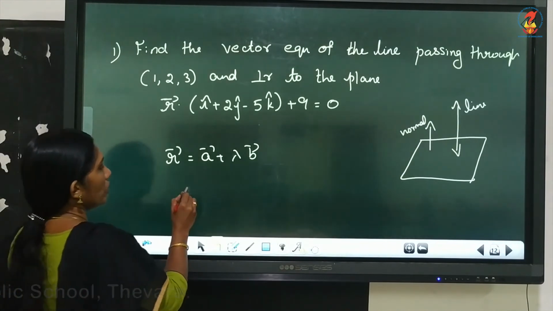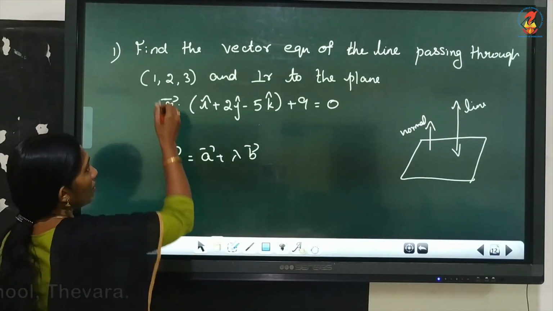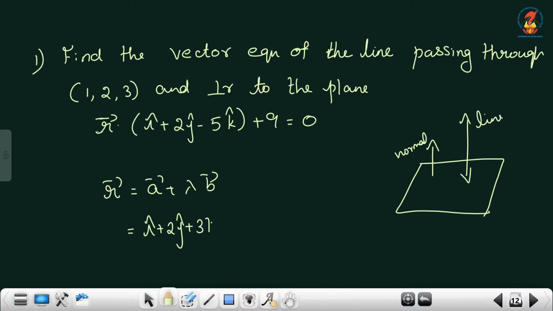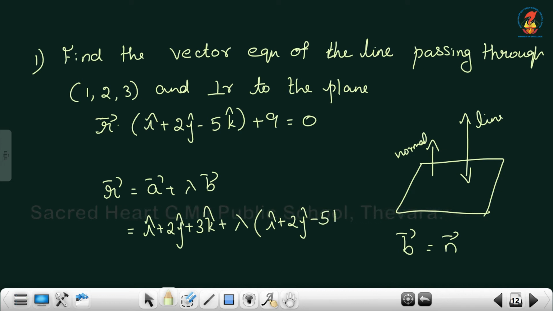So we can write the equation as vector A means i cap plus 2j cap plus 3k cap plus lambda into, instead of B vector we can take what? Vector n itself. And what is vector n? This bracket gives the vector n. Okay. So i cap plus 2j cap minus 5k cap.